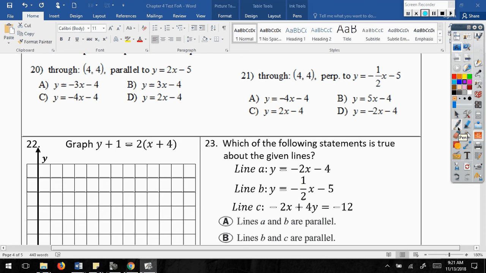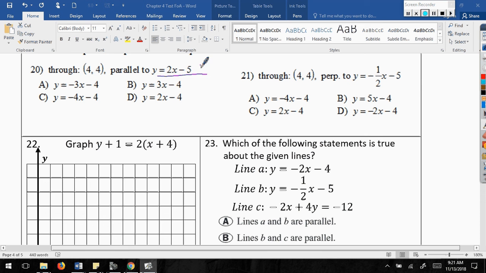All right, number 20 asks for us to go through the point and parallel to this line. So I'm looking for one that has the same slope. So looking at these, this is a slope of negative 3, negative 4, 3, and 2. So here, of course, it's got to be this one because they have the same slope. Same thought process with perpendicular. Perpendicular is negative reciprocal, so change the sign to positive and flip it over. So I'm looking for one with a slope of 2. And as I look through these, the only one that has a slope of 2 is, of course, C.